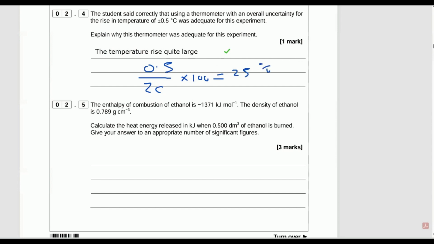The fact that we had a 38 degree temperature rise means our percentage uncertainty is quite low. So the overall uncertainty of 0.5 is acceptable for that large temperature rise.